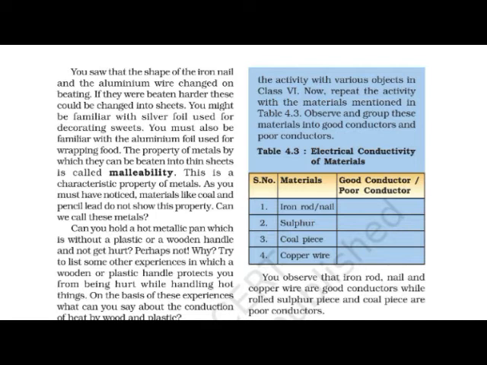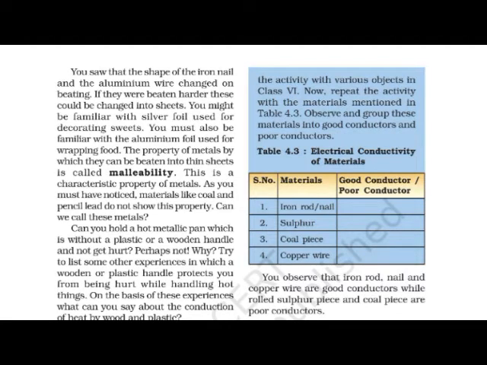In place of the iron nail, we keep sulfur, and if the bulb glows, it's a good conductor, otherwise it's a poor conductor. We have to repeat it with the coal piece. If the bulb glows, it's a good conductor. If the bulb does not glow, then it will be a poor conductor.